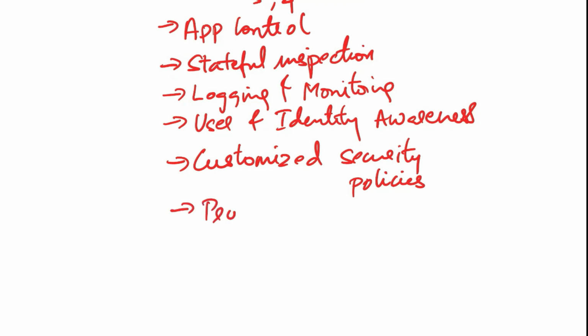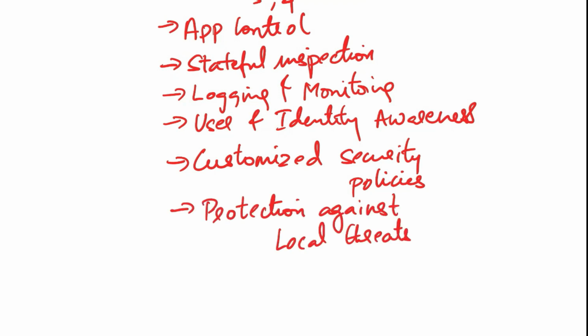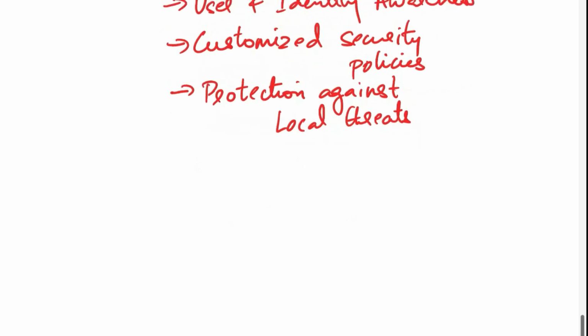Next one is protection against local threats. Host based firewalls not only protect against external threats but also safeguard the host system from threats originating within the same network or system. Next is intrusion prevention. Some host based firewalls include intrusion prevention features that can detect and block various forms of network based attacks and suspicious behaviors at the host level.